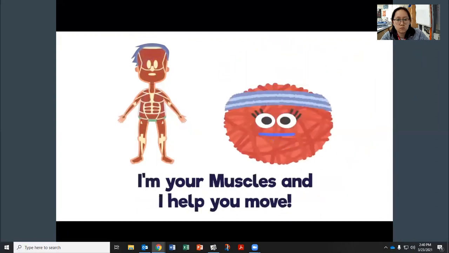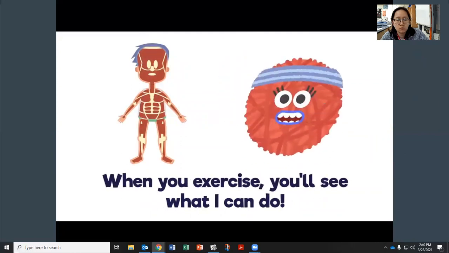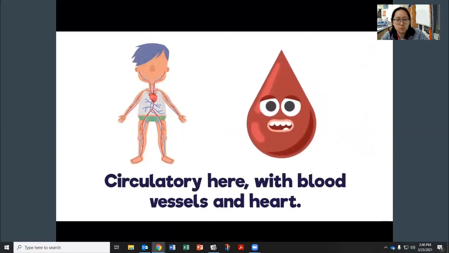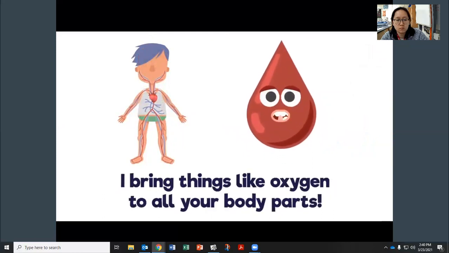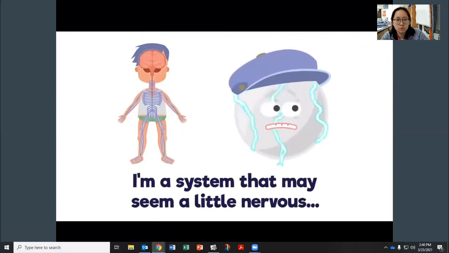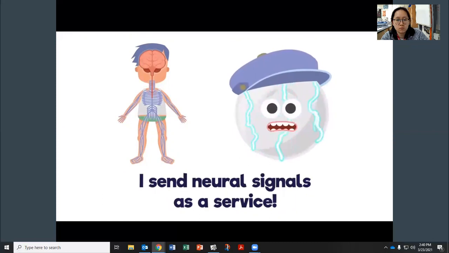I'm your muscles and I help you move. When you exercise, you see what I can do. Circulatory, here with blood vessels and heart. I bring things like oxygen to all your body parts. I have a system that makes you a little nervous. I said neural signals as a service.